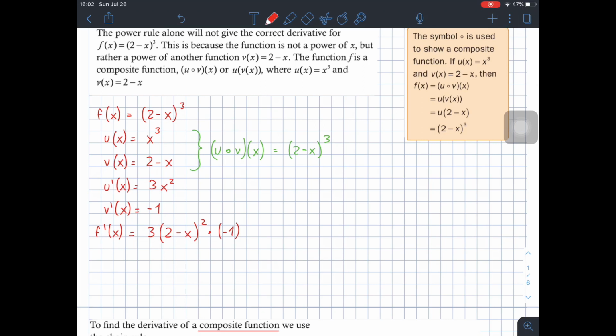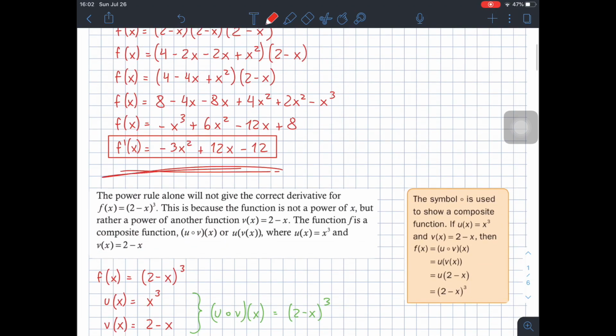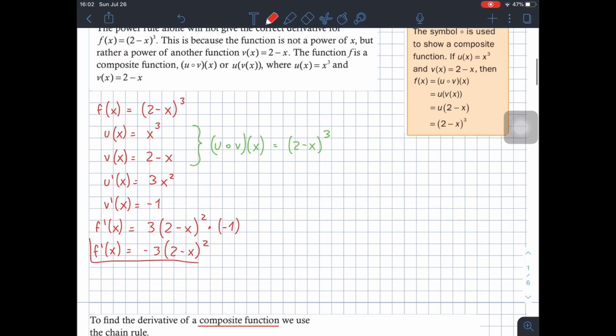So let me rewrite this. f prime of x is equal to negative 3 times (2 minus x) squared. Okay? This is the derivative of function f. And if we expand this just to check if it's the same as the other form, I'm going to try expanding this, but this is our final answer already. I'm going to do this with a different color just to verify that it's the same thing.